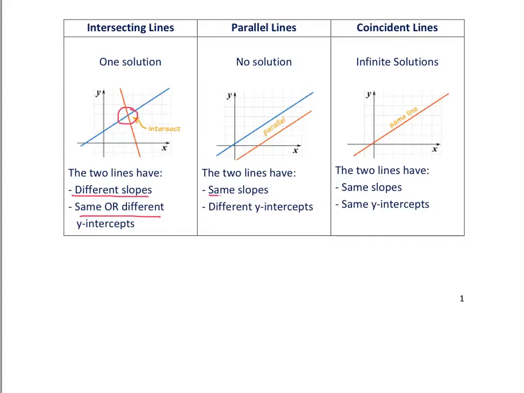If the two lines have the same slopes but different y-intercepts, they will be parallel and will never meet, and therefore will have no solutions. And two lines that have the same slopes and the same y-intercepts are in fact the same line, and will have an infinite number of solutions. So let's look at the last examples of how to use this information.